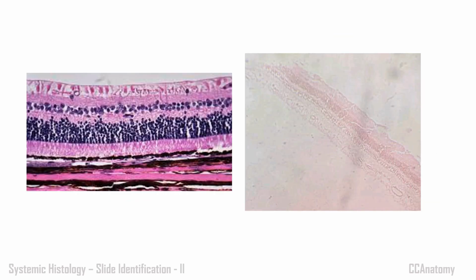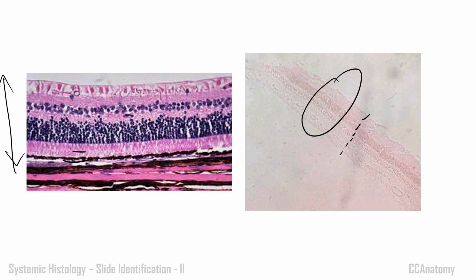This is the slide of retina. You can see multiple layers, starting from the pigment layer, rods and cones. Even in a bit faded slide, you can see multiple distinct layers.